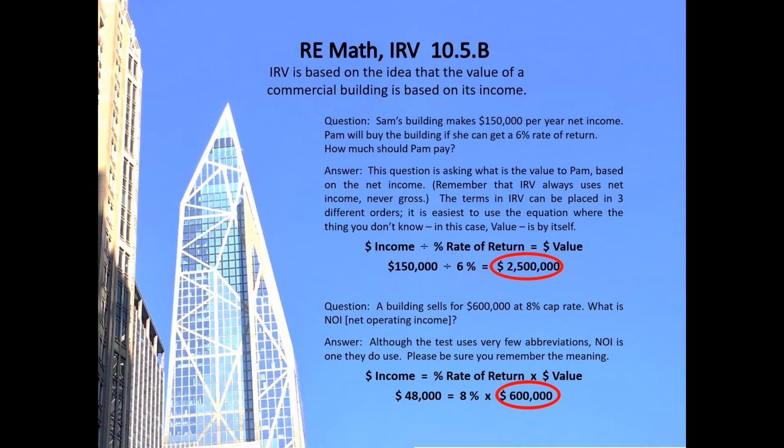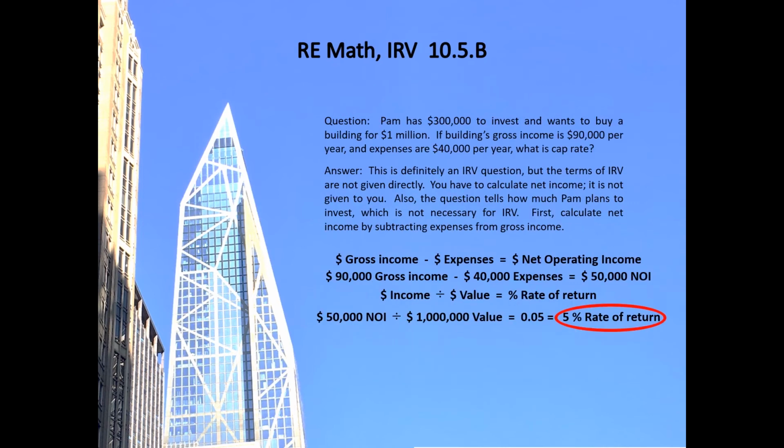So, dollar income equals percent rate of return times value. The income equals 8% times $600,000. The income is $48,000. Let's try another one. Pam has $300,000 to invest and wants to buy a building for $1 million. If the building's gross income is $90,000 per year and expenses are $40,000 per year, what is the cap rate?